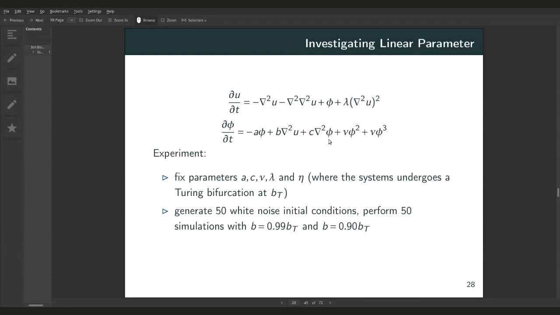Okay, so here's the experiment. We're going to fix all parameters except for B. We know that there's a Turing bifurcation at some critical threshold value of B. We're going to call that BT, and we're going to generate a bunch of examples near this threshold and a little bit further away from this threshold. This is after my Turing bifurcation. So we do expect patterns to arise for B slightly less than this threshold. Above this threshold is where the patterns don't show up. And we would expect, just from the PDE, that hexagonal order improves for B closer to the threshold.